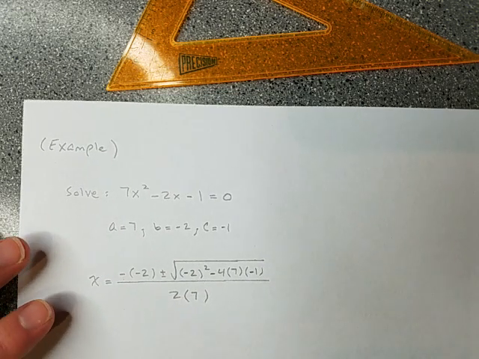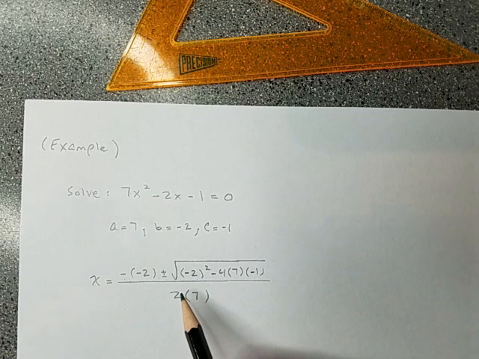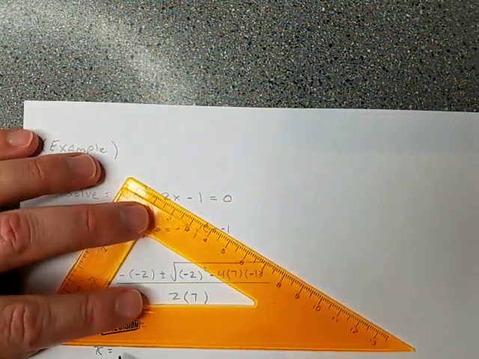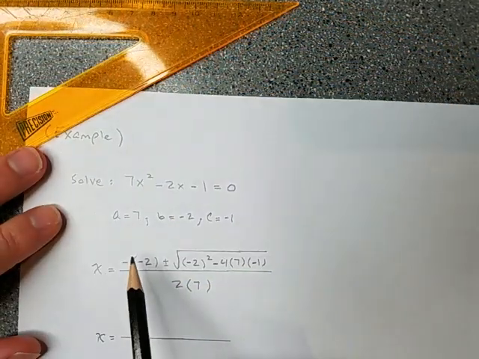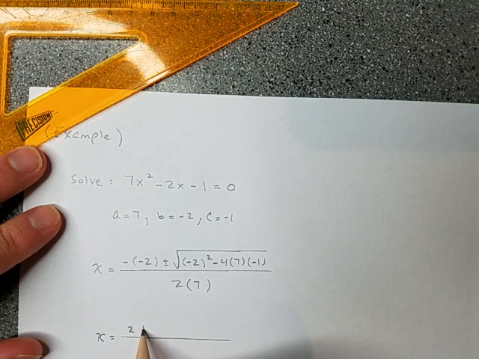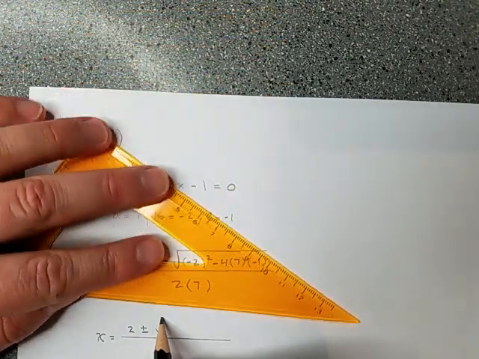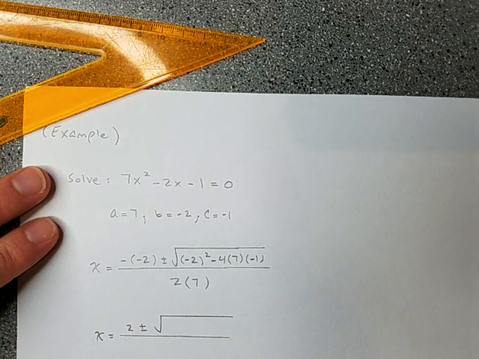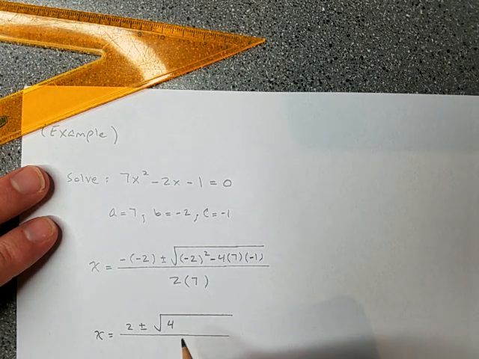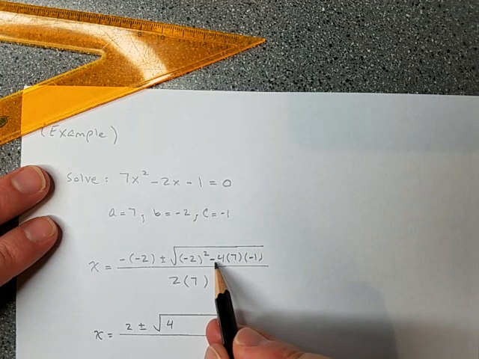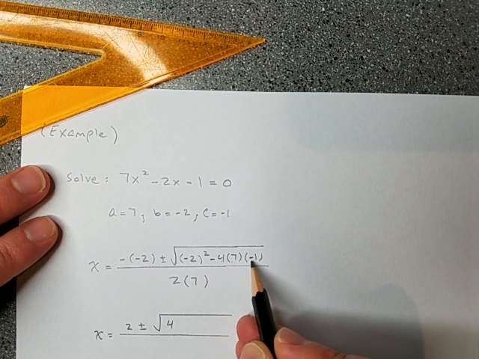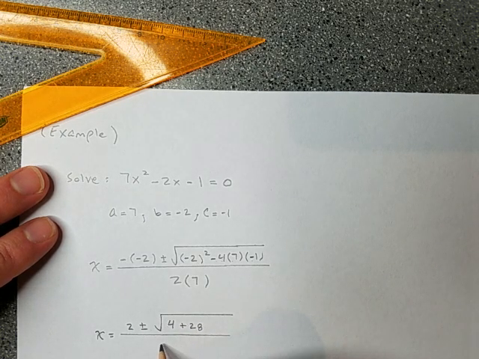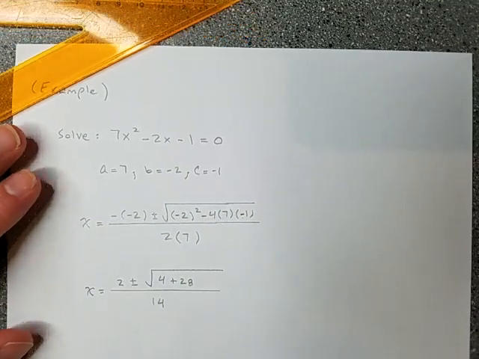Alright, now once again, I want to try to get this down to as simple an answer as I can get. So let's reduce this in whatever ways we can. Okay, so what's the opposite of negative 2? Well, that would be 2. And now let's work out this part in here. Negative 2 squared, what's negative 2 squared? Well, that would be negative 2 times negative 2, so that's 4. And then, what is negative 4 times 7 times negative 1? That's going to be plus 28. Alright. And down here, 2 times 7, that's 14.